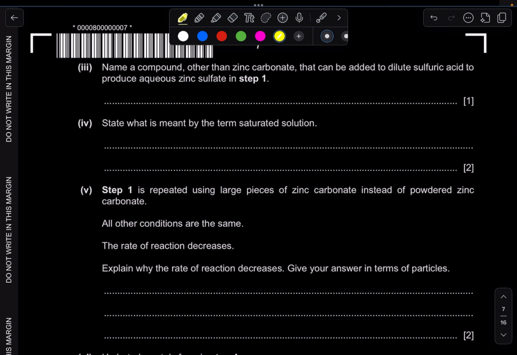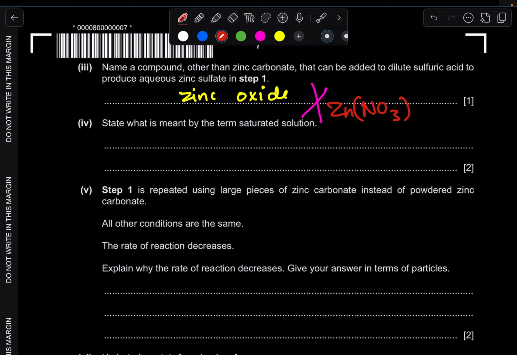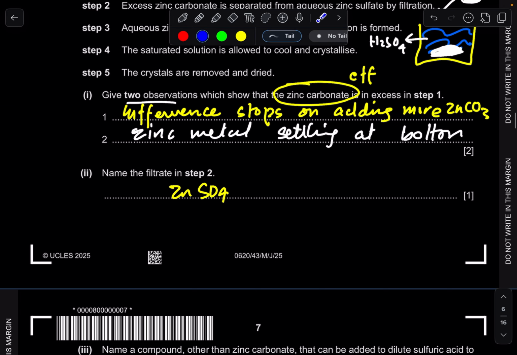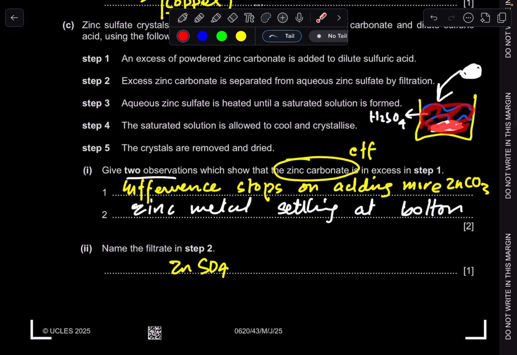Okay, name a compound other than zinc carbonate which can be added. You can add zinc oxide, but what can you not add? You cannot add zinc nitrate. Why can't you add zinc nitrate? Because this is soluble. If this is soluble, then there's going to be no residue over here. If this is soluble, all will dissolve. We don't add any soluble things when we are adding things in excess. Why? Because we need to filter this out.